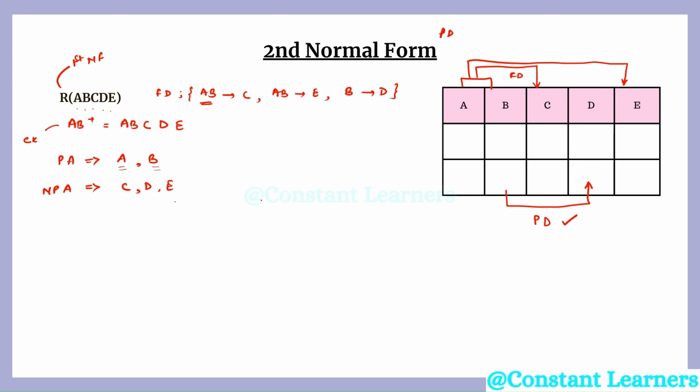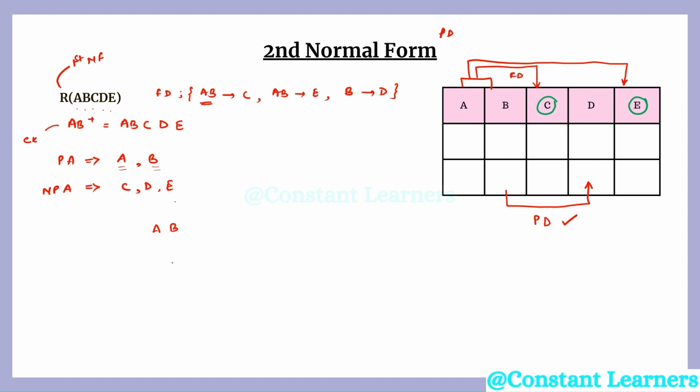Now, AB is our candidate key. So we are going to look at all the attributes that are being determined by the candidate key together. Here AB together is determining the attribute C, and AB together is determining the attribute E.